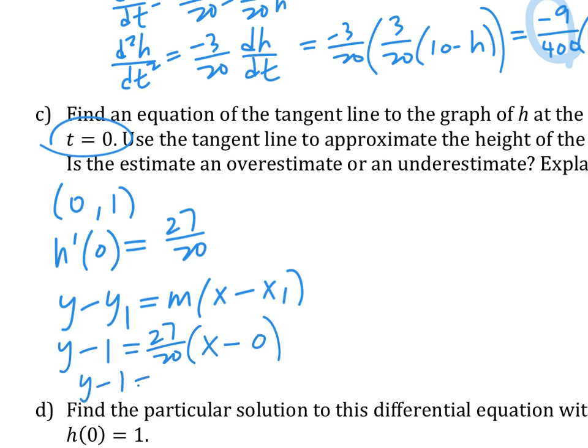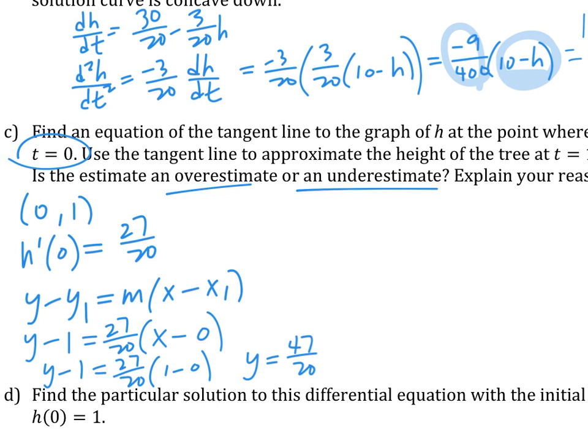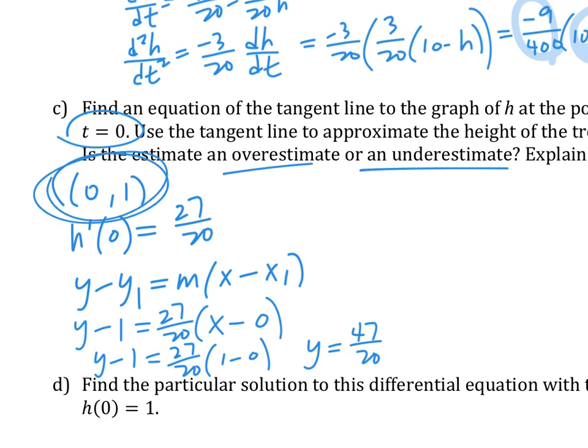So y minus 1 is equal to 27 over 20 times (1 minus 0). Then y turns out to be 47 over 20. Again, you want to answer whether this is an overestimate or underestimate, and this has to do with the second derivative. You plug in and check the sign. The second derivative turns out to be negative, so it's another concave down, which means the line is going to sit on top of it. This is going to overestimate.